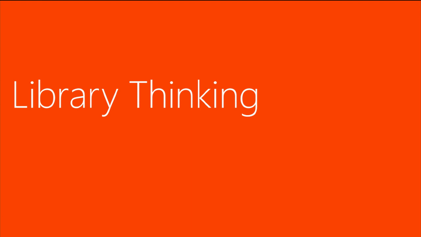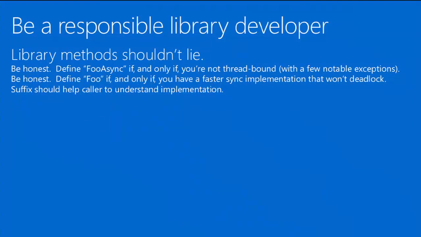Even if you've been using async and you've been comfortable with it in an app, there are some principles that we want to establish now about what it means to be a good library thinker, a good citizen of the general .NET async platform, so everyone can call you and benefit. So we're going to have 3 core principles here. The first one around being a responsible library developer is that library methods shouldn't lie.